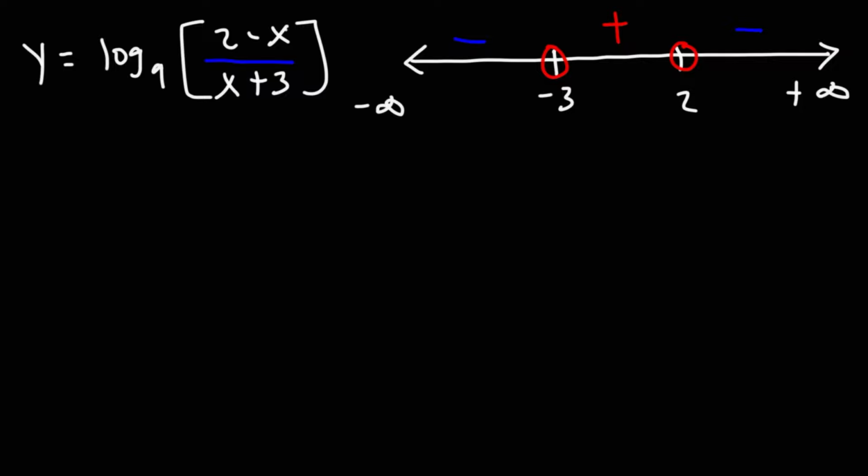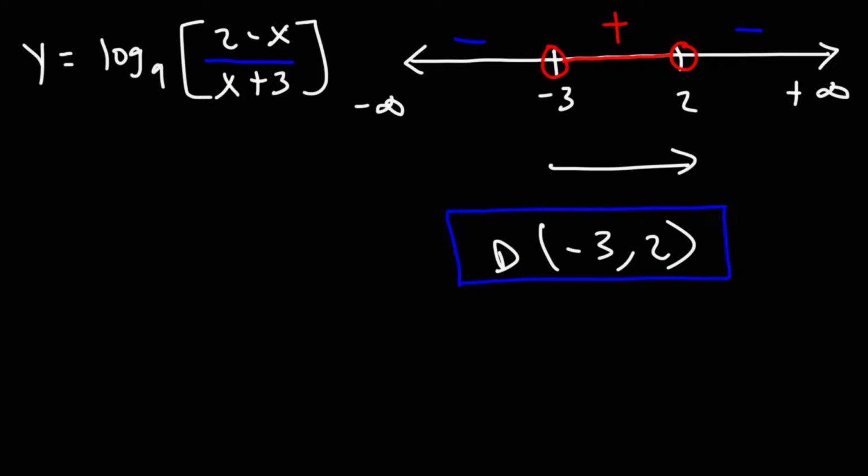So the only part that works, that gives us a positive number, which is greater than 0, is between -3 and 2. So we're going to write the domain accordingly. From -3, stopping at 2. So because we have an open circle at -3 and 2, we're not going to use brackets. Therefore, this is going to be the final answer. So x can only be between -3 and 2 for this function. And of course, you can graph it, and you'll see that it will be limited by these values here.